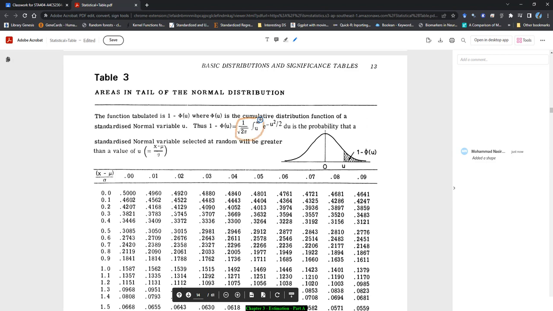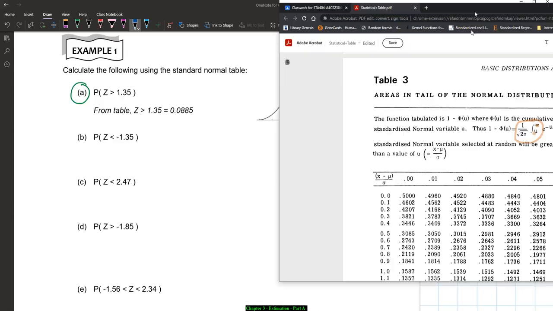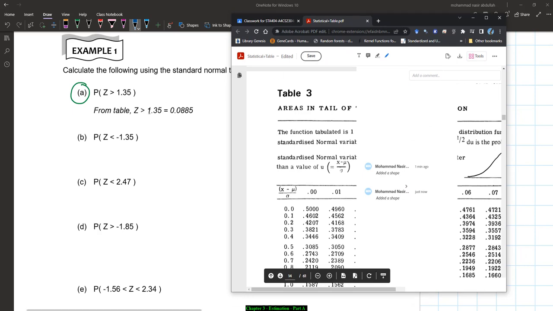The integration is from u until infinity, which means it only covers the integration on the right hand side. So from more than 0 to infinity, u is more than 0, and there is nothing on the negative side. Can you understand?